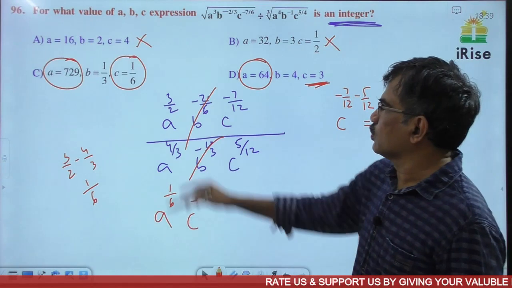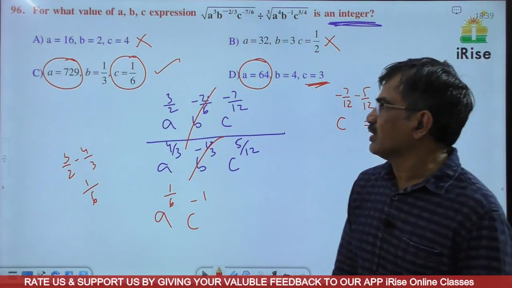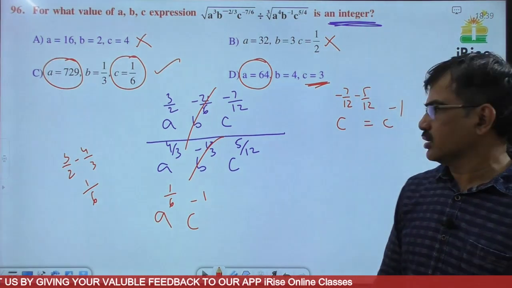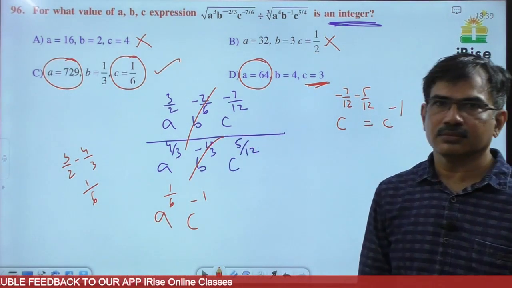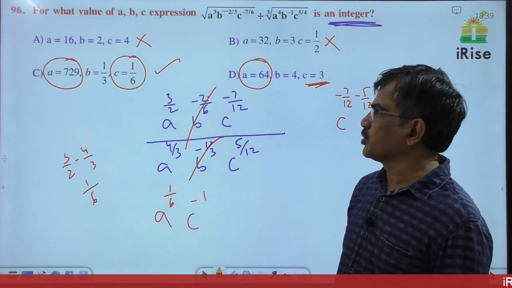So the answer for this question is A is 729 and C is 1 by 6. B may be any number because they get cancelled. Okay, so the answer for this question is the second option. Next.